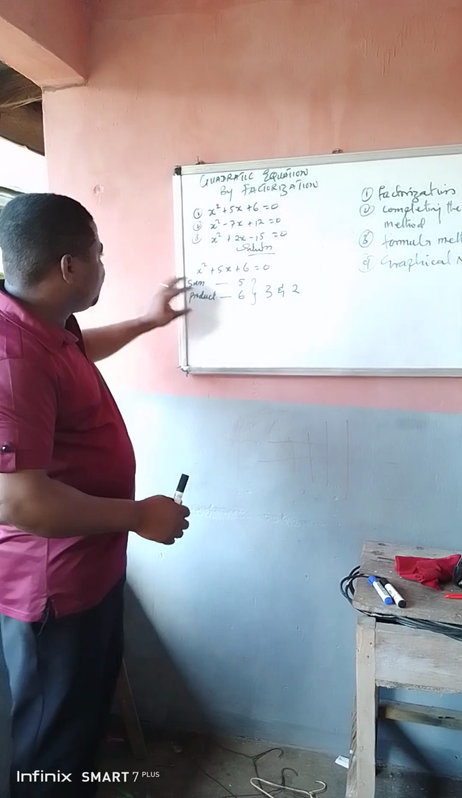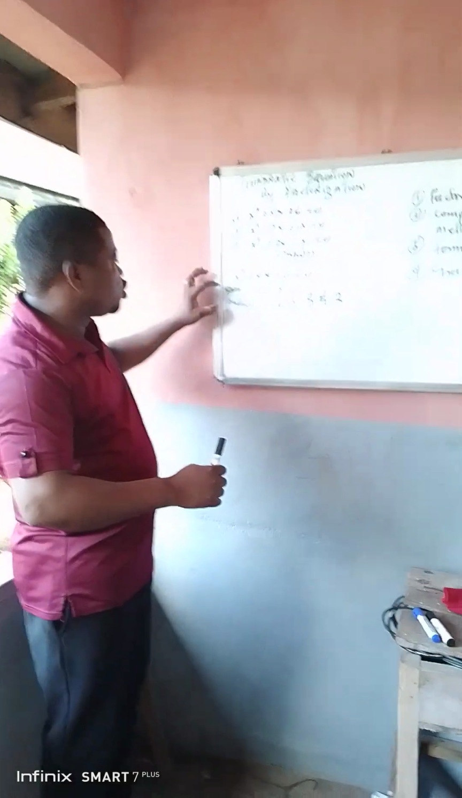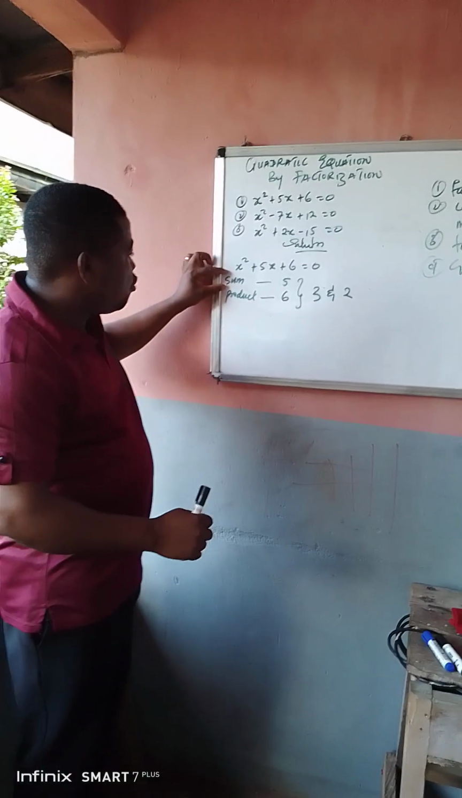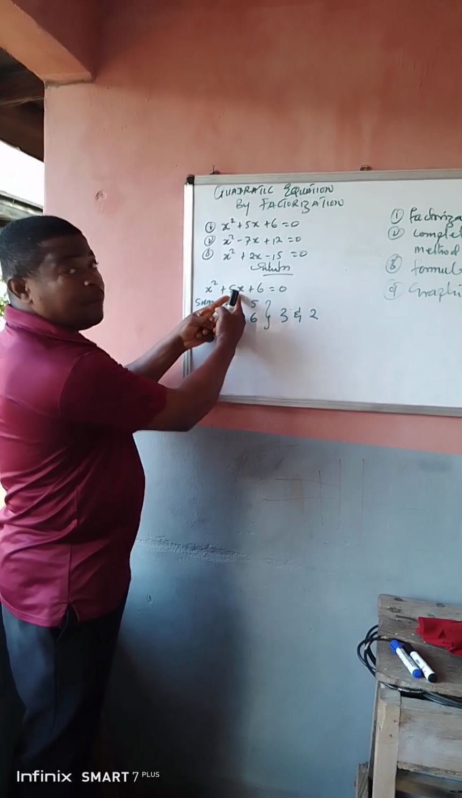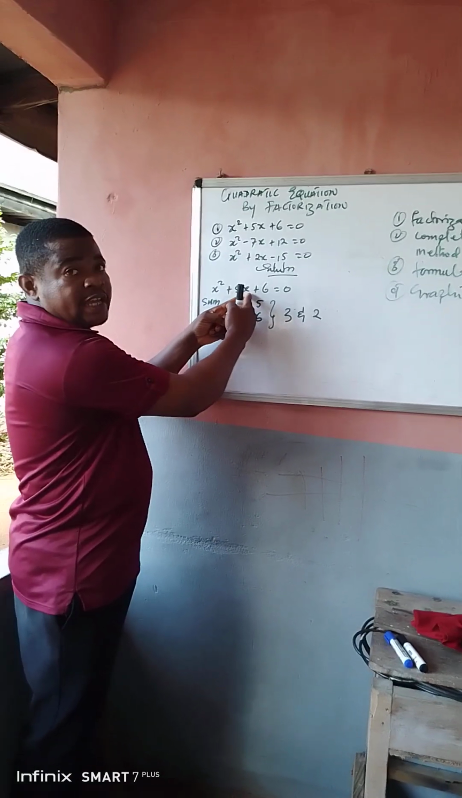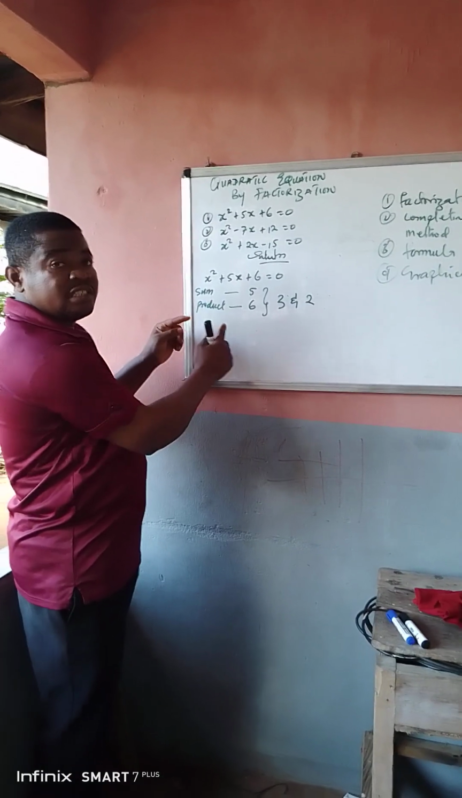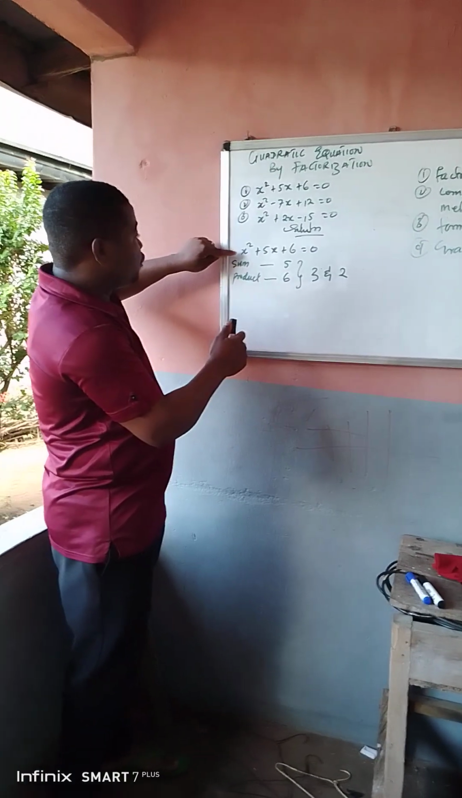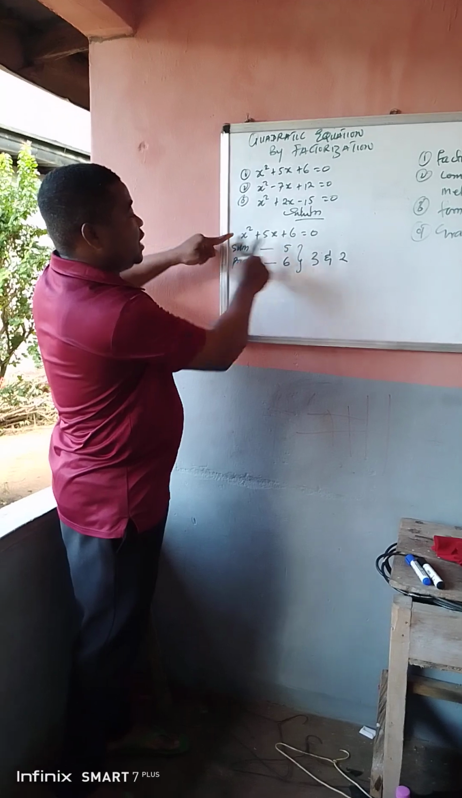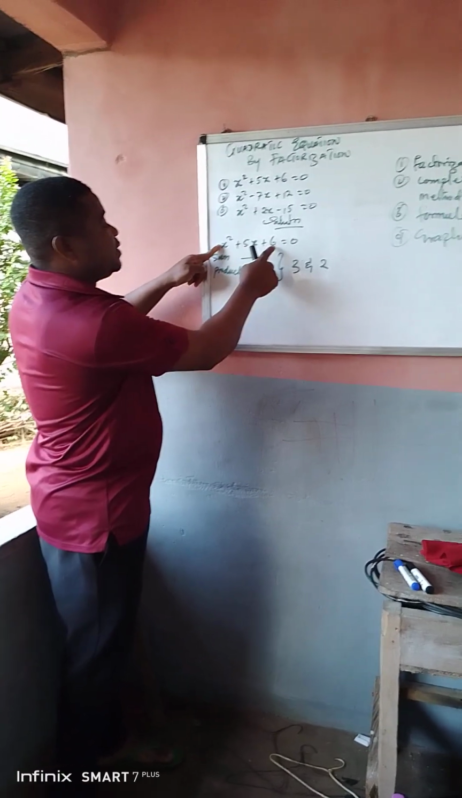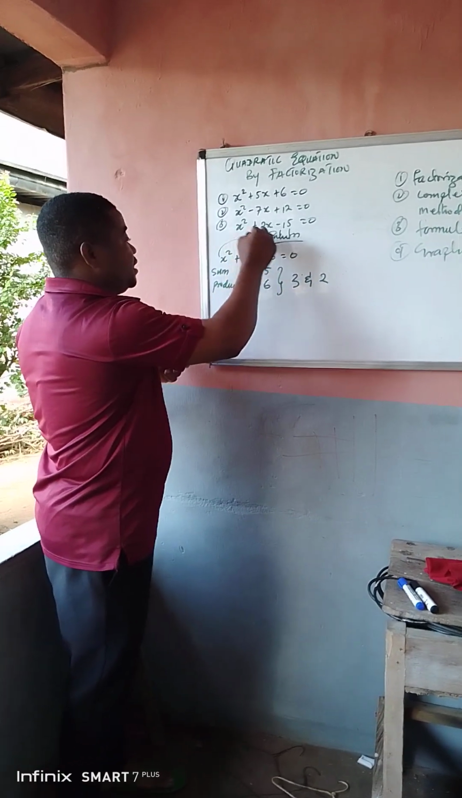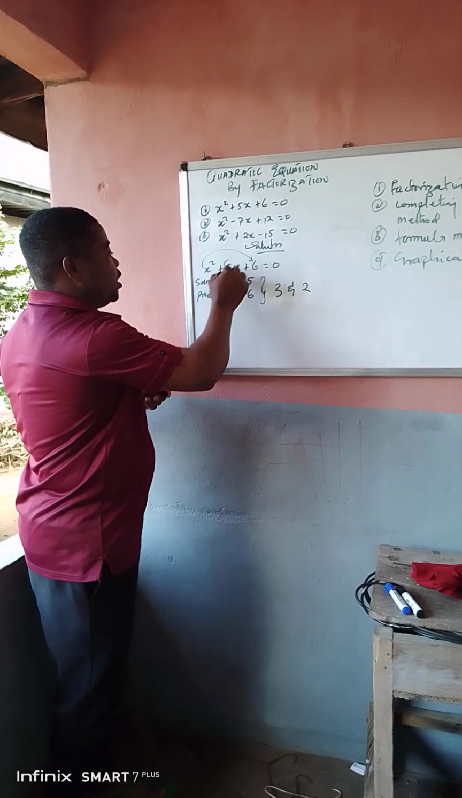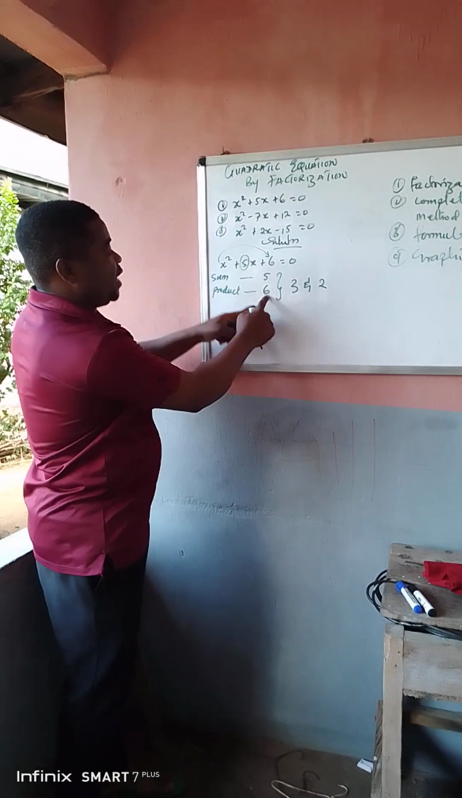Now, before we solve this, there's something we call the sum and the product. What is the sum? The sum is the middle number, which is the coefficient of x, while the product is the multiplication of the coefficient of x squared times the constant. Here it is 1 times 6. That is the coefficient of x squared times 6, whereas this one is the sum. So when you multiply it, you have 6.